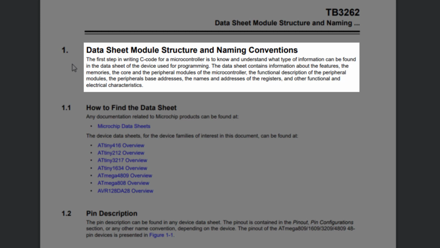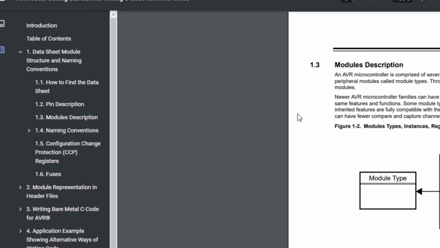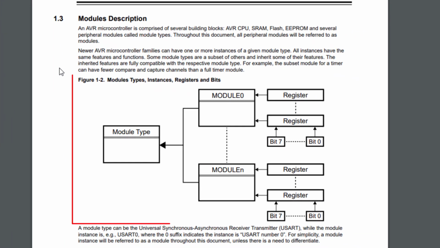The datasheet contains information about the features, memories, the core, and the peripheral modules of the microcontroller, the functional description of the peripheral modules, the peripheral's base address, the names and addresses of the registers, and other functional and electrical characteristics. Then in section 1.3, it talks about the different kinds of modules and how they're broken down into smaller parts.